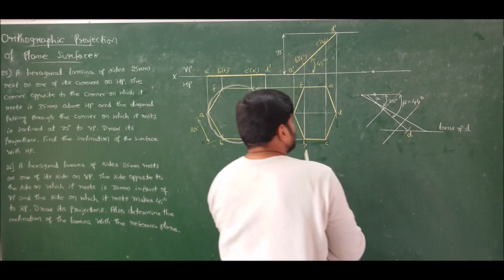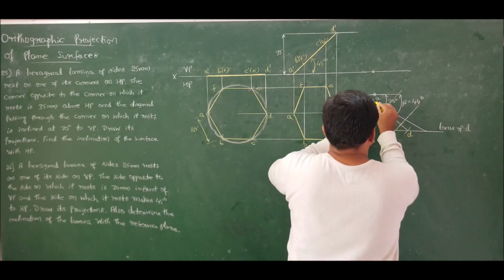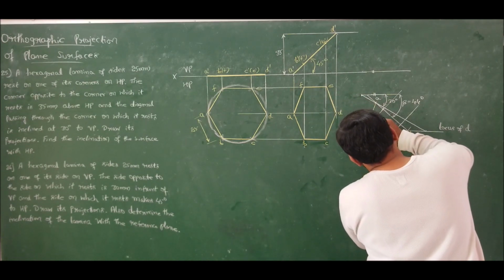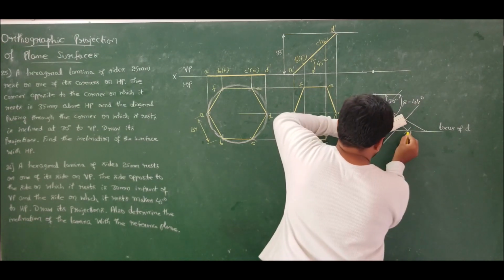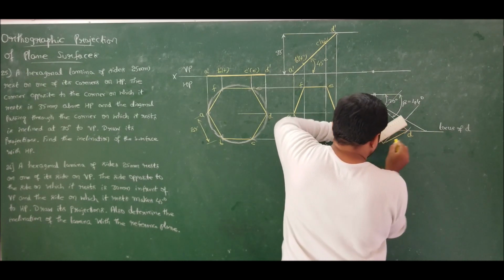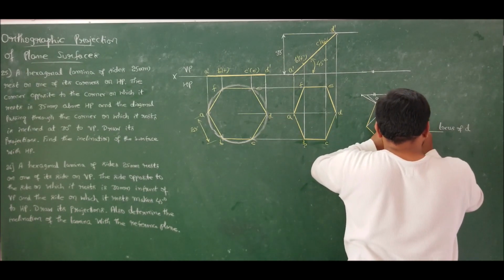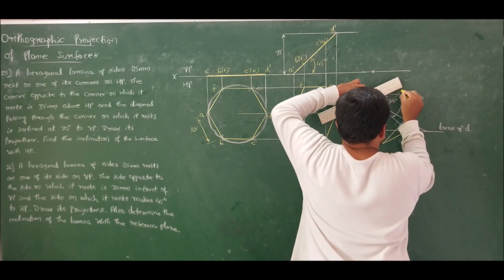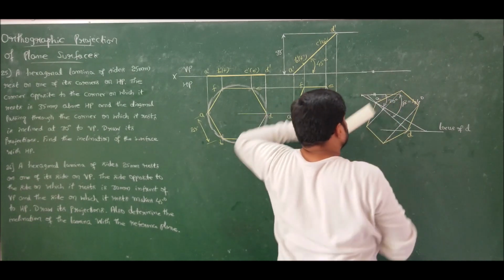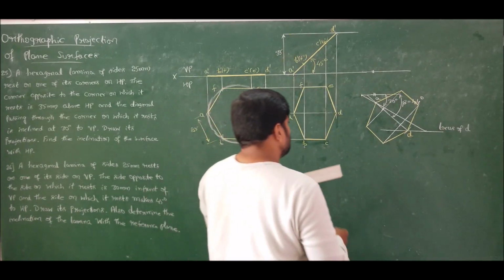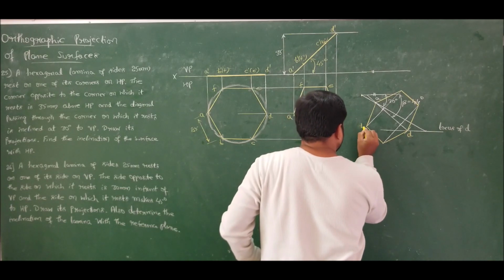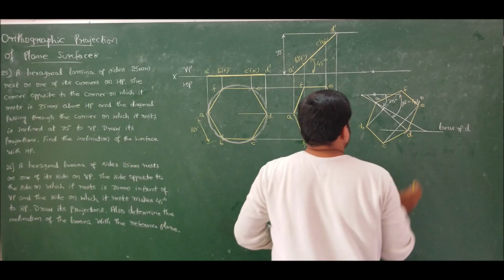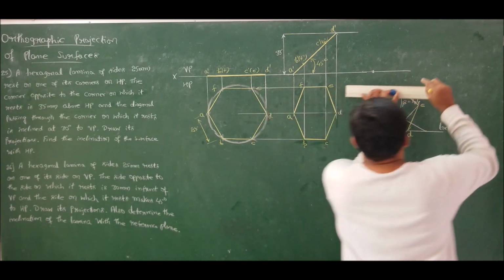Done. Transferred. So now connect these corners: A to B, B to C, C to D, D to E, E to F, and F to A. Done. Now take vertical projection to complete the sketch. We have B, C, D, E and F.